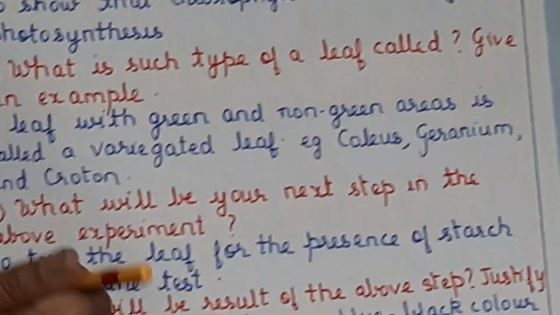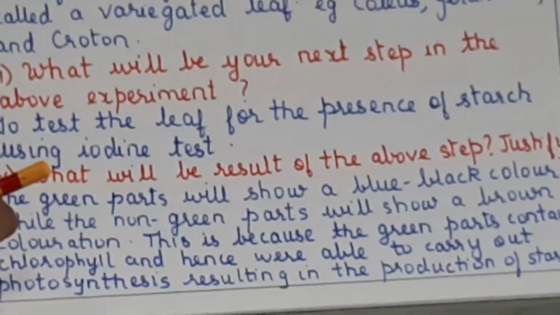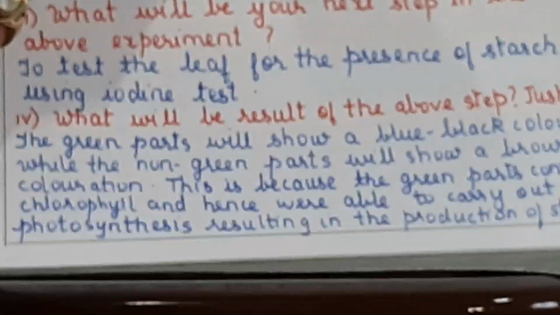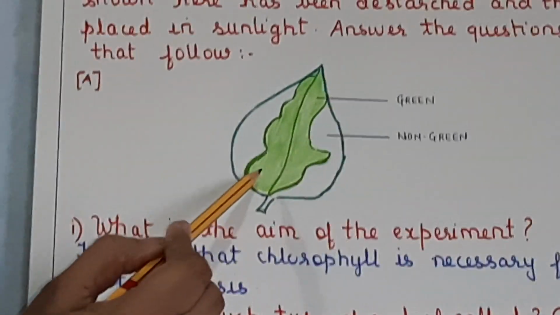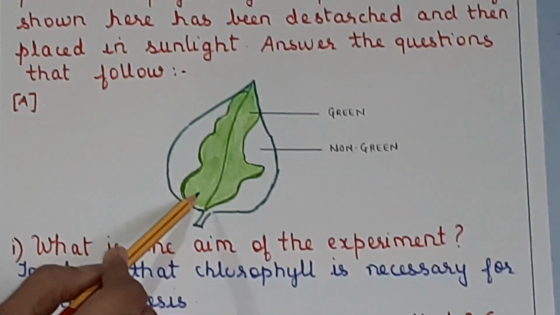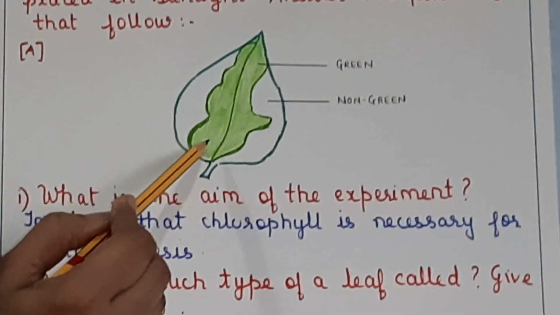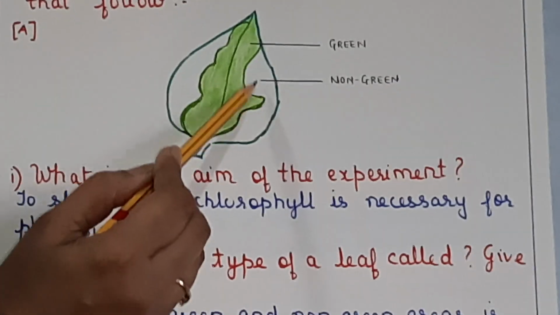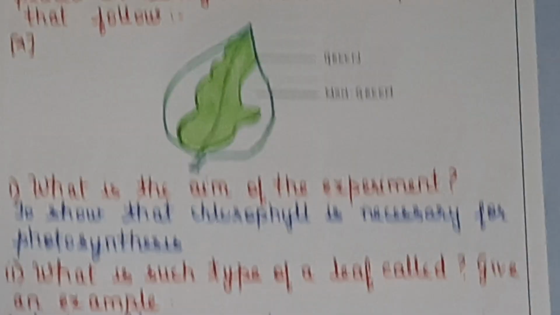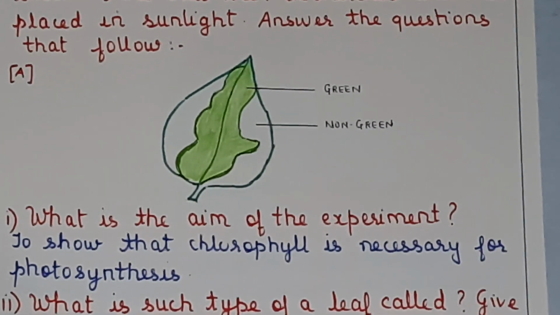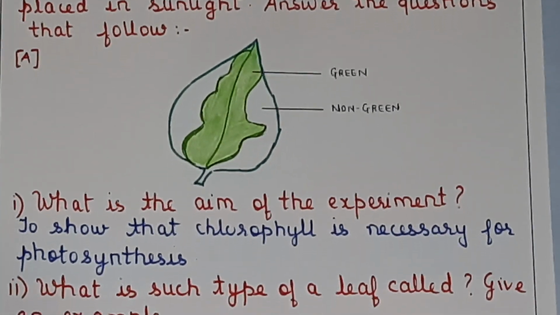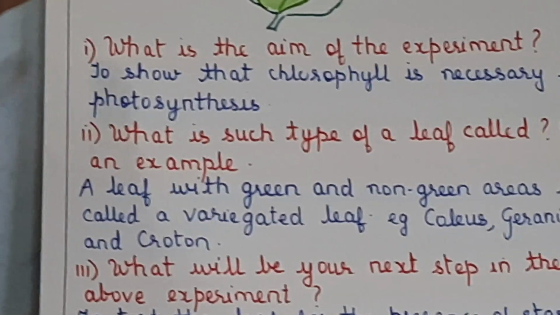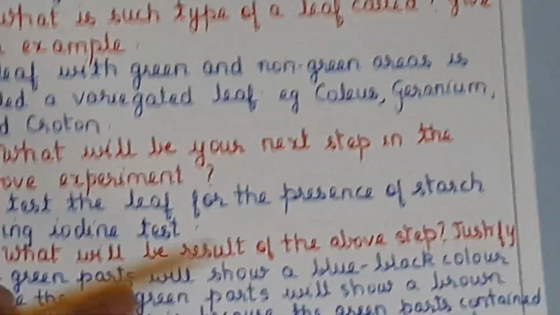Okay, now once you carry out the iodine test, what will be your observation? The green areas of the leaf are going to turn blue-black. Why? Because chlorophyll is present that can carry out photosynthesis. So green areas will turn blue-black, and the non-green or white areas are going to show a brown coloration. Okay, so that is your observation, and you have to justify that observation. These are generally the questions which are asked, and each of these experiments comes for 5 marks.